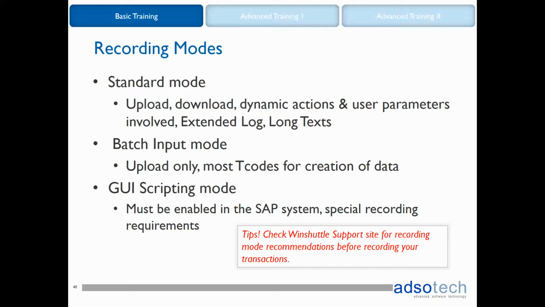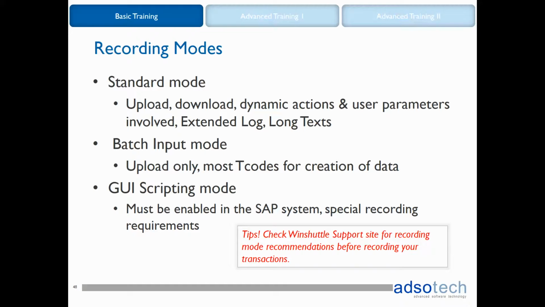Within Visual Studio 11, we have 3 recording modes: Standard, Batch, and GUI Scripting. Visual will automatically select one of these modes for you, usually Standard. Using the Standard mode, you can record a script and have it upload data to SAP or download data from SAP. You can include long text fields in your script, use extended log, and many other features. For some scripts, you want to, or you need to, use another recording mode. Creating a script with any recording mode, the principles remain the same. You record a script in SAP, map the fields, and run.